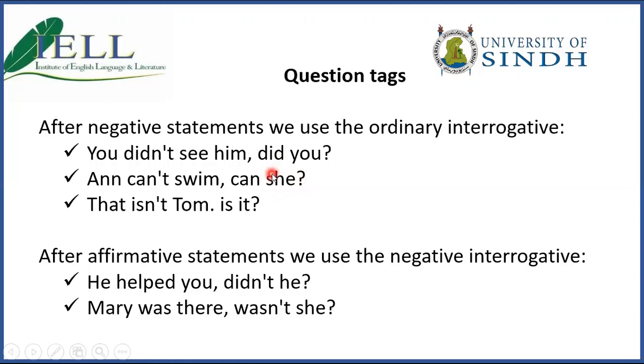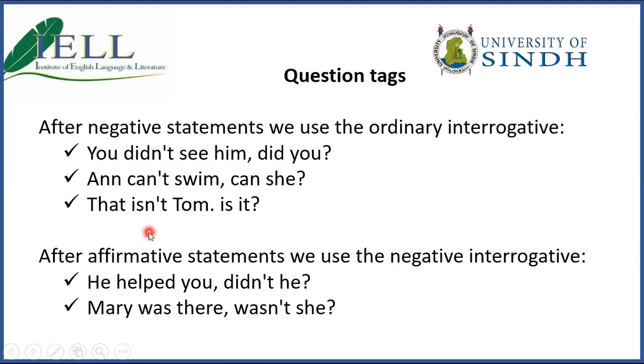Now we are using the pronoun which is referring to Anne. So it's clear that this is the statement that we made: Anne can't swim. Now we are attaching the tag, can she. So we are taking the same modal and then we are using the pronoun here for Anne. Anne is the name of the girl. Okay. So, this isn't Tom, is it?